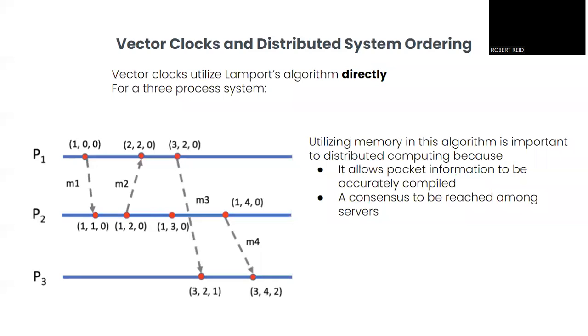This can be visualized in the following photo, where we see three processes, each with an array, which is the number of events that have happened in the other processes, which is sent along with the messages. This helps the computers accurately compile packet information and to reach a consensus among the order that events happened.